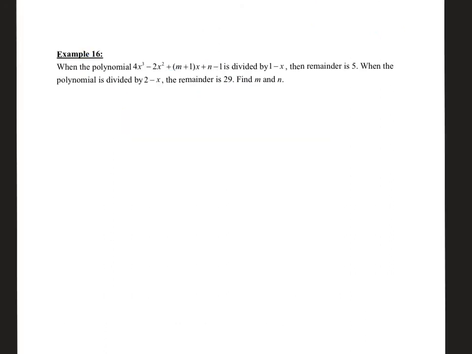Finally, we come to the last example in this video lesson. So you will see now a big polynomial divided by 1 minus x, remainder is 5. Divided by 2 minus x, remainder is 29. The only thing you will find a little bit different this time is that it is not x minus 1, but 1 minus x. But the idea is more or less the same, in which you are going to substitute x is 1. Similarly, 2 minus x is 0, that means you're going to substitute x equal to 2.